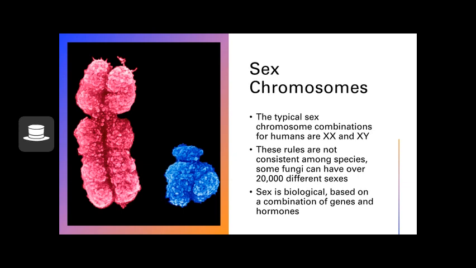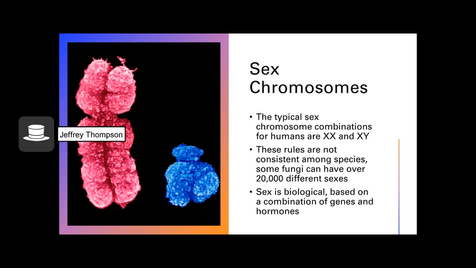As you might know, we have 23 pairs of chromosomes. That last pair are our sex chromosomes. Most of us have either an XX or an XY combination. Now, I say most of us because there are exceptions to the rule.